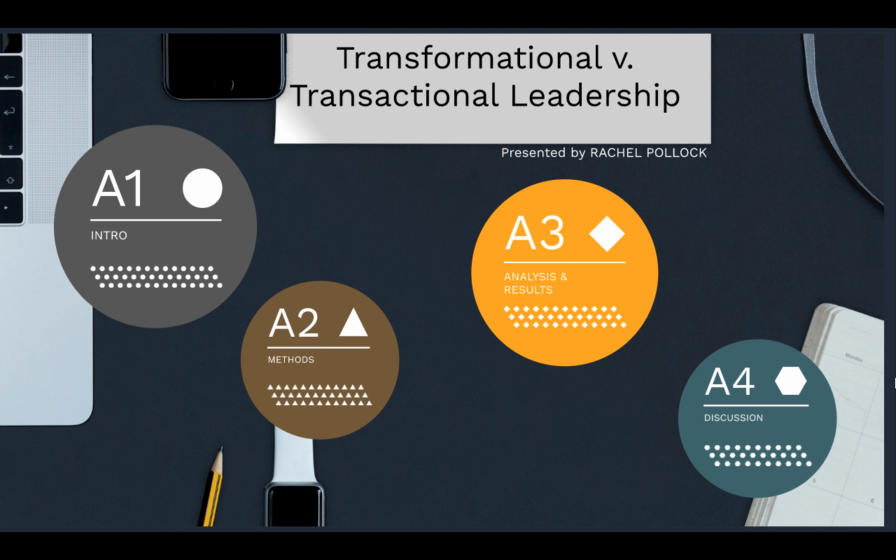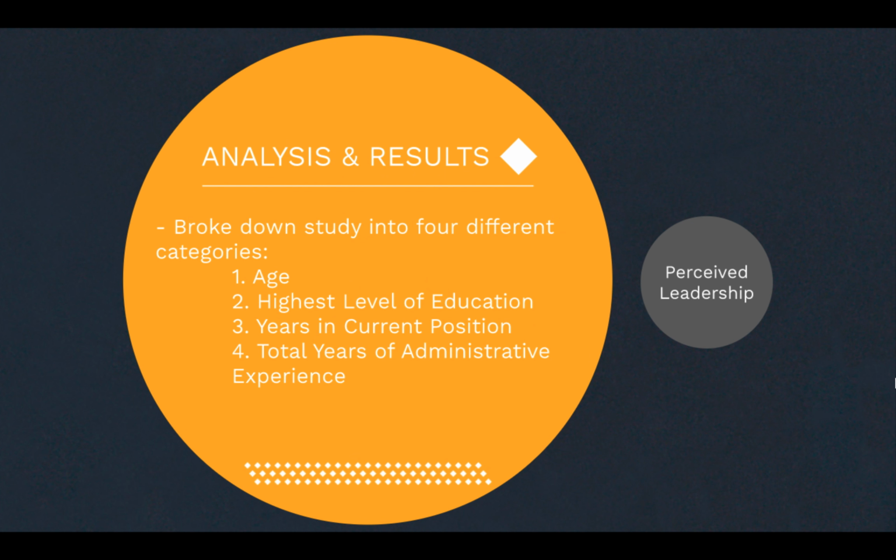Next, we are going to look at the analysis and the results of this study. The study distributed the results of each category into 2 different groupings and then broke these down. The 4 categories that we are going to be breaking down are, first, age, so we're dividing them into younger and older, under 45 years of age and over 45 years of age.